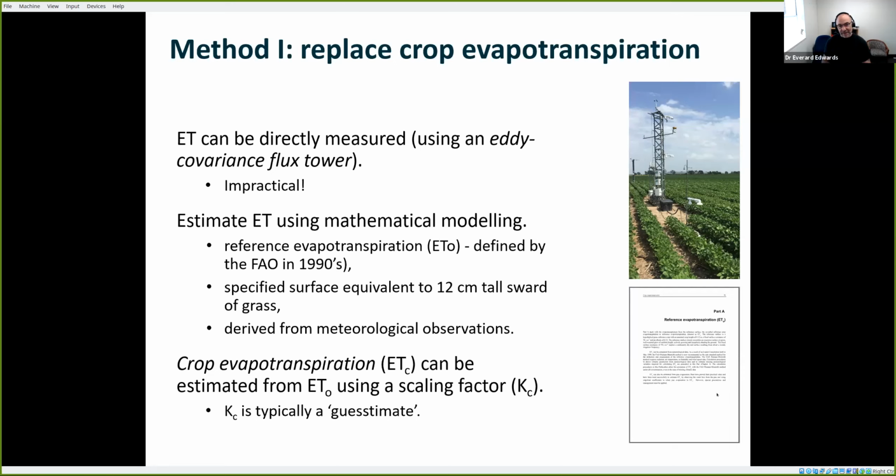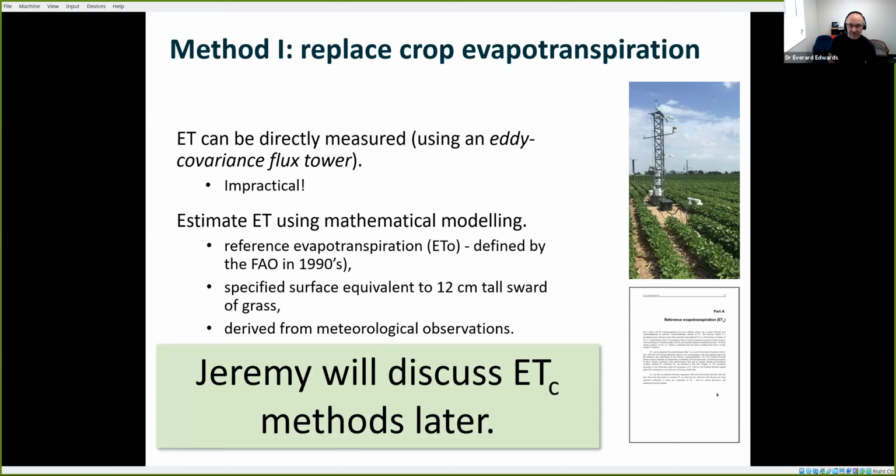And these basically take a reference crop, which is actually a 12 centimetre sward of grass, and they can accurately model that purely from weather station observations. So then what we need to do is to scale our actual vineyard water use against that reference crop, and we do that using a scaling factor, the crop coefficient. Now, most commonly, this is a bit of a guesstimate, and so it's where we really lose accuracy with that. Jeremy will be discussing methods of looking at crop factors and irrigating to ETc in his talk a little bit later on.